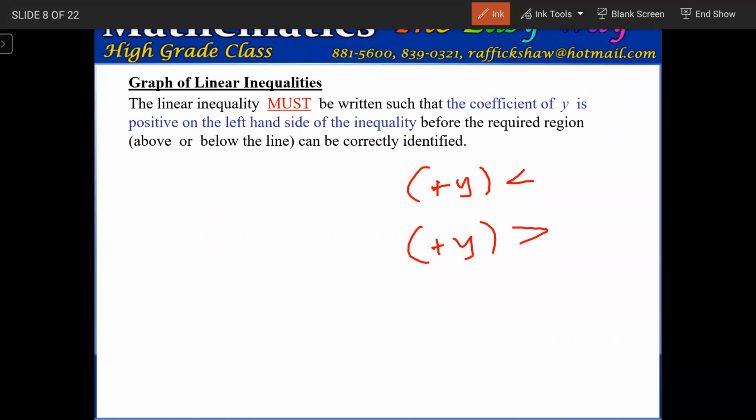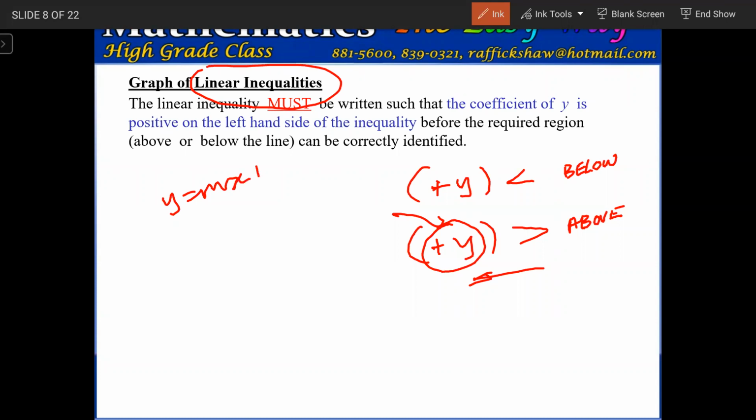So when the y value on the left side of the inequality is positive, this less than means below. And when the y value on the left side is positive, then greater than means above. Simple as that. So you're always looking to see if your y value is on the left side of the inequality and if it is positive. That's the first thing you want to observe. Because I'm talking about linear now, gradient lines, y equals mx plus c lines. I'm not talking about simple lines like x equals and y equals anymore. I'm not talking about those lines.